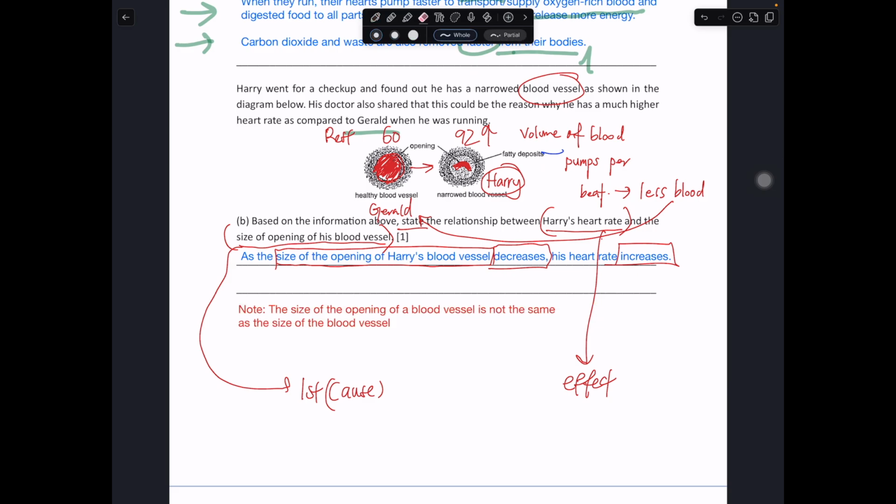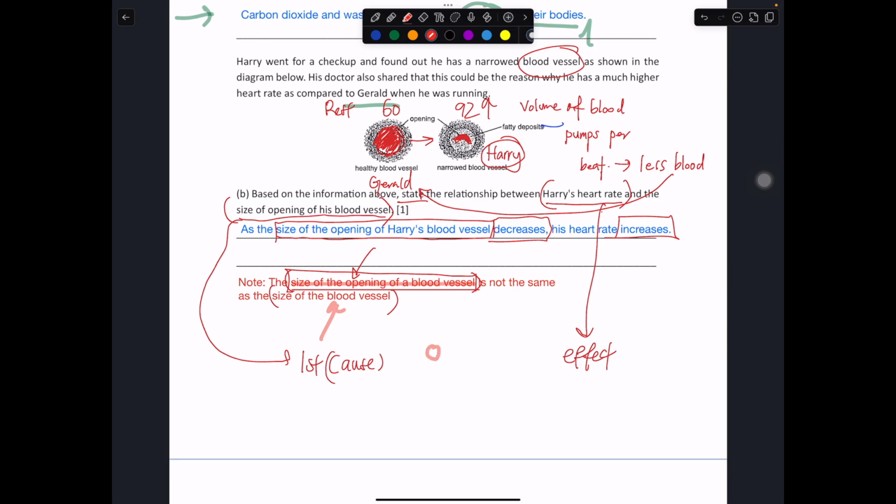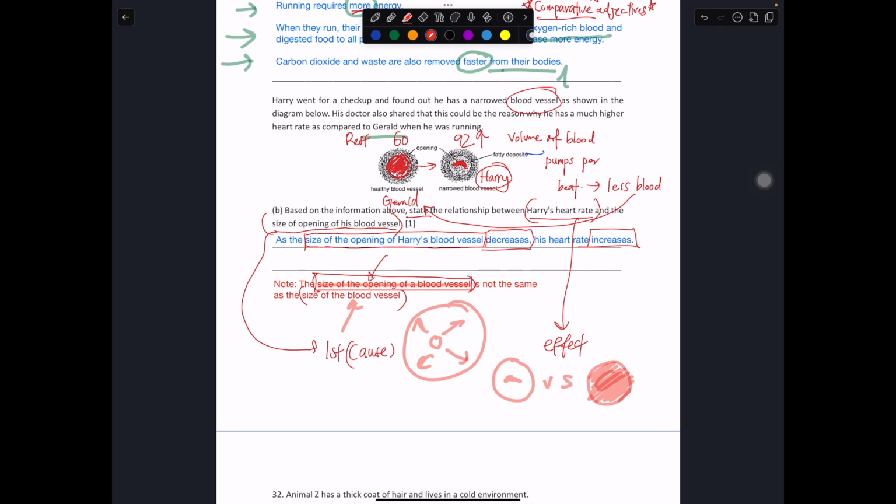Over here, as I mentioned, the size of the opening is not the same as the size of blood vessels. So you have to use the required variable that has been given to you. Don't attempt to change the wording, because once you change it, the meaning changes. Some people may think the word opening is not important, but in the context of this question it is very important, because we are not talking about the blood vessels becoming larger. We are talking about the same blood vessels, but one of them is more clogged up than the other. So the same blood vessels versus this, the opening itself, but the blood vessels are the same. So I have to be careful about this part.